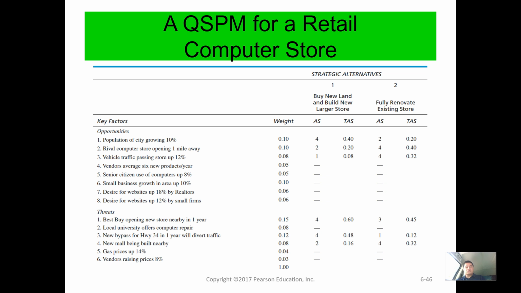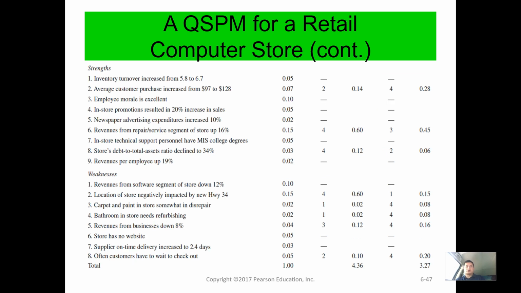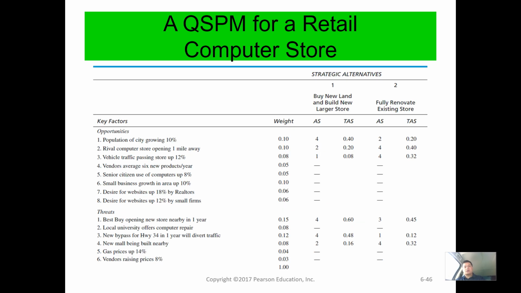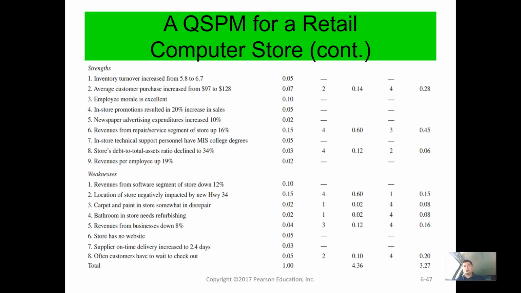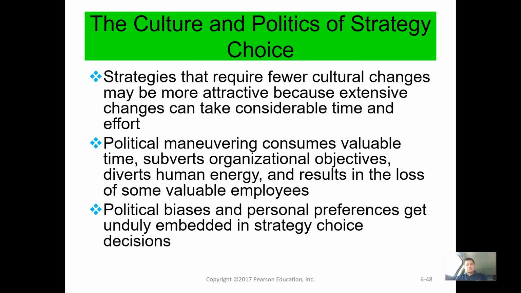A QSPM for a retail computer store is given here as an example. You can see the weight total should be 1, and there should be an AS and TAS, AS, TAS. You have to find the key factors like opportunities and threats, and based on this you can analyze the QSPM. The QSPM for the retail computer store continues here, with strengths and weaknesses also. We know opportunities, threats, strengths and weaknesses because it's a SWOT analysis we already mentioned in the early chapters. You can go and check it.